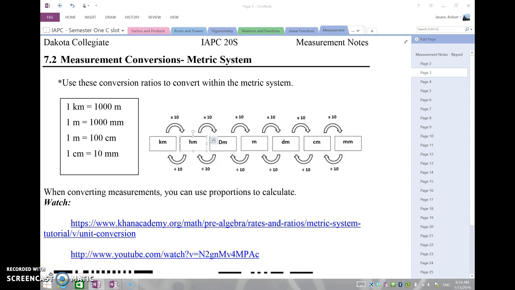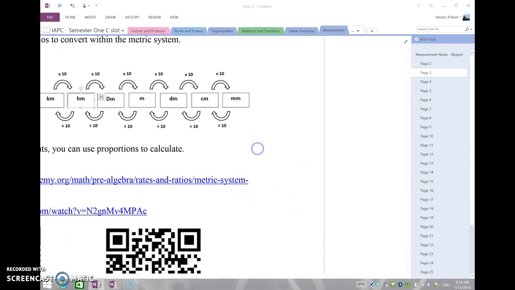Okay, today's lesson is on measurement conversions within the metric system. And looking at this little chart here, let's quickly go over what these abbreviations mean. We've got the kilometer, which has a prefix of kilo. We've got the hectometer, which has a prefix hecta.